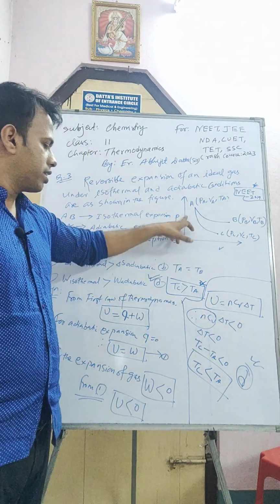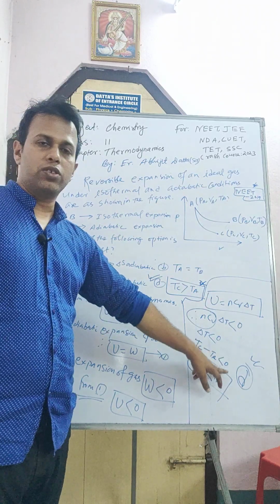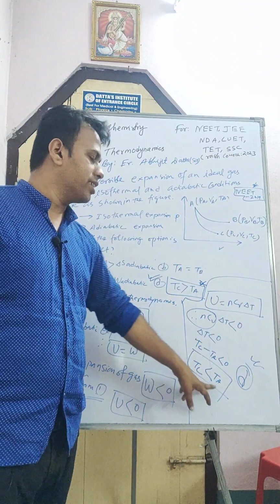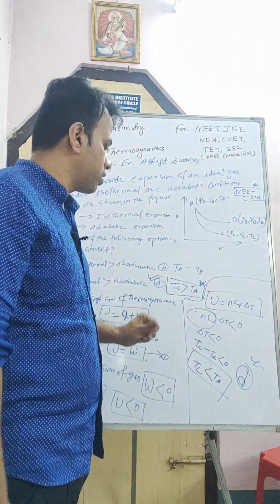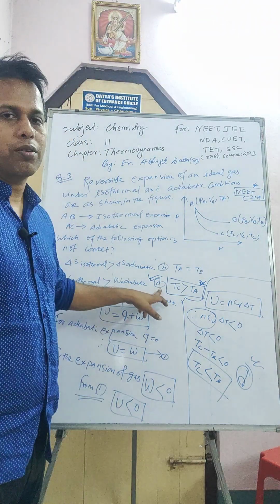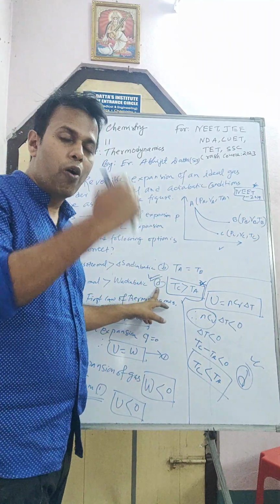So ΔT is Tc minus TA. Tc minus TA is less than 0 for adiabatic expansion, so Tc is less than TA, that is, the temperature at point A is greater than the temperature at point C. So option D is the correct option, because the given statement is the wrong one.